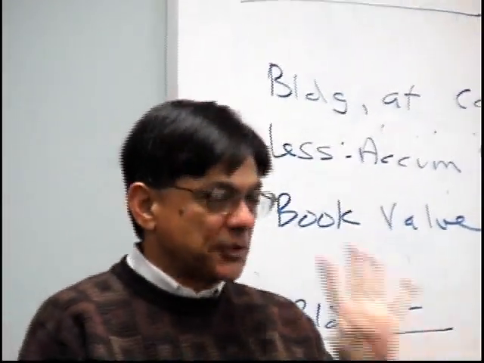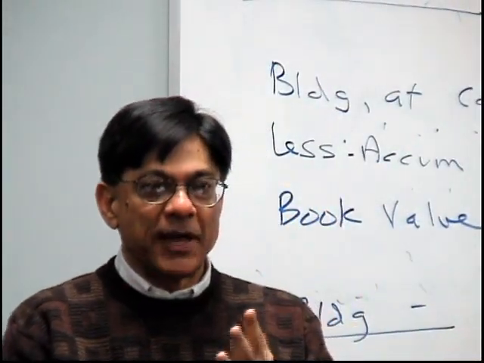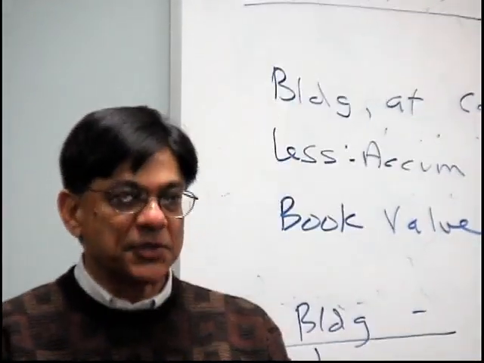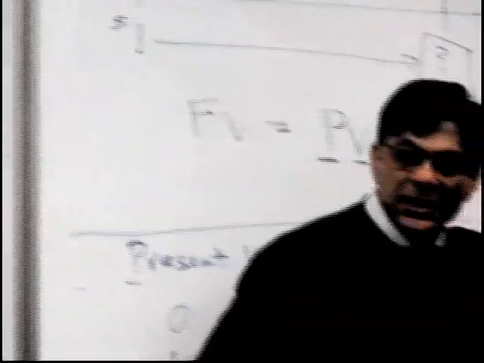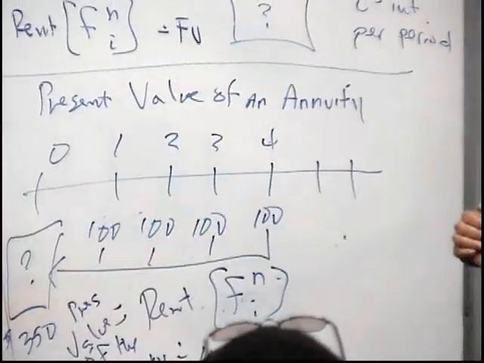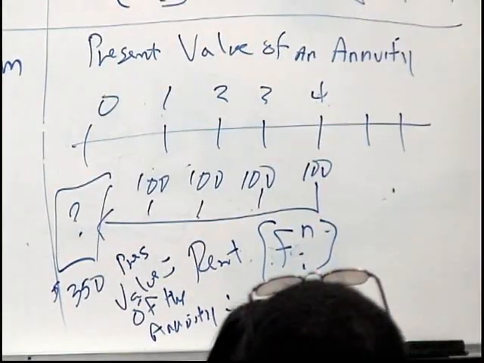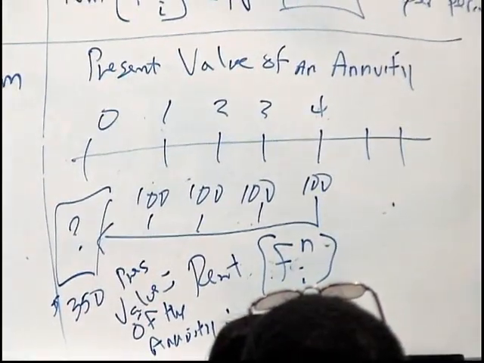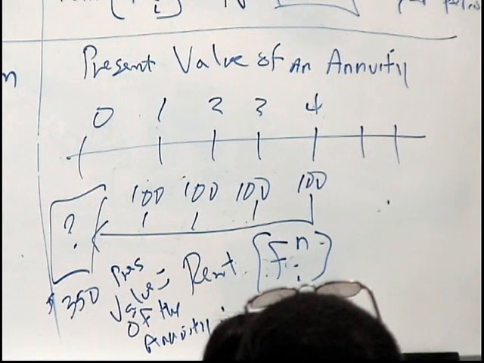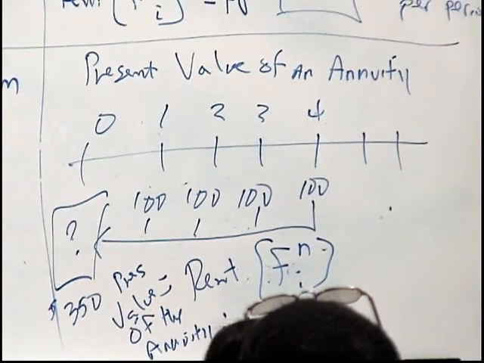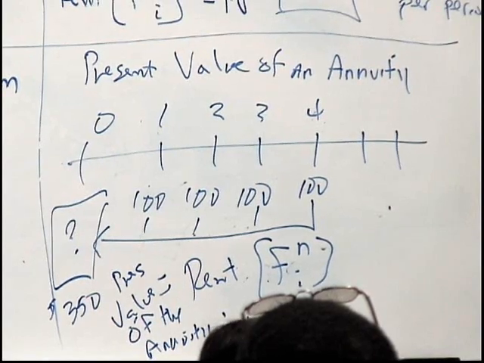What will be given to you is four factors. They may give you the present value of a single sum at 10% for 5 years, like in this four-year example that Ron did. They will give you the present value of a single sum received 4 years from now, let's say at 10%. They will also give you the present value of a four-period annuity at 10%. They'll also give you the future value of a single sum 4 years at 10%. And they'll also give you the future value of a four-period annuity at 10%.